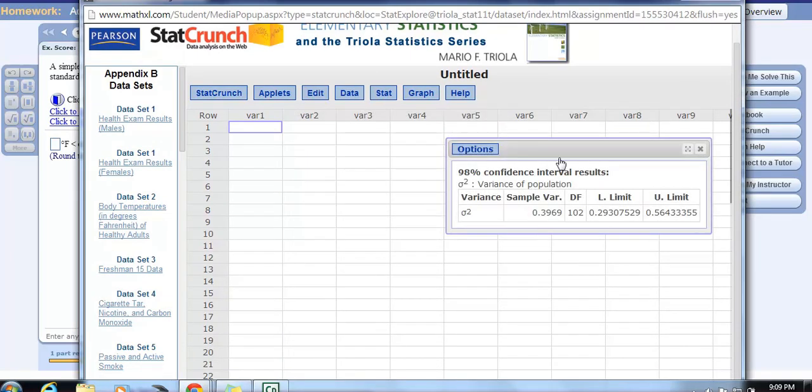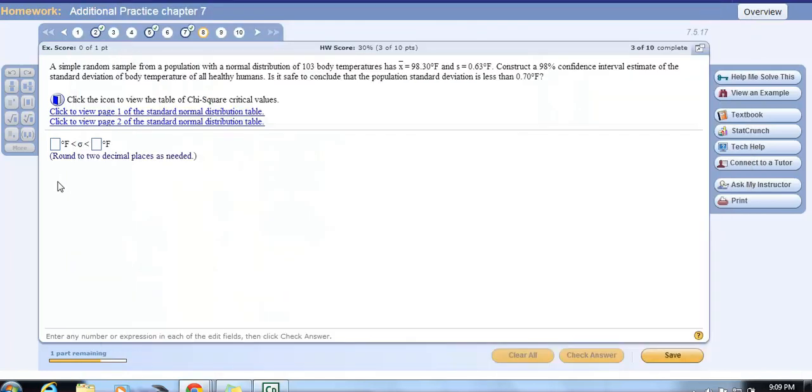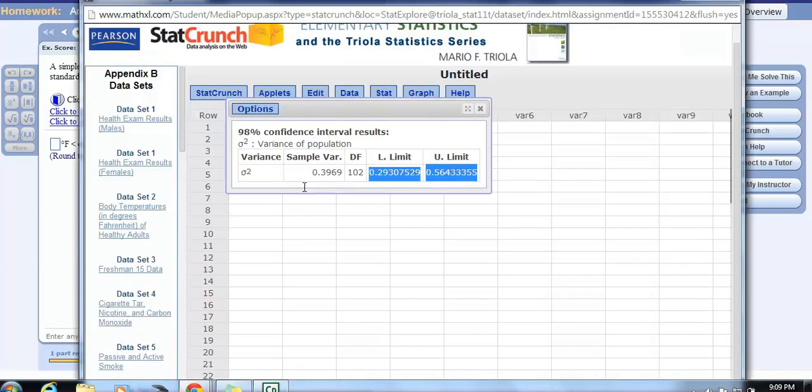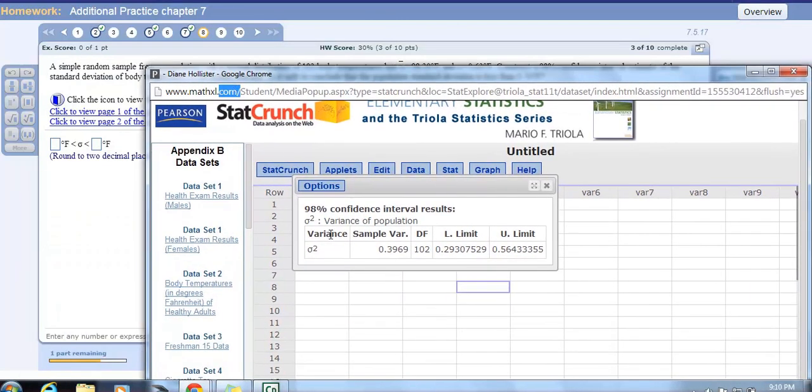So we're going to go ahead and click compute, and now we have values here. However, these values are for the variance. The problem clearly is asking us for standard deviation. So we're going to need to take square roots. Now let's take a look at what we're looking for here. We are looking for 2 decimal places.